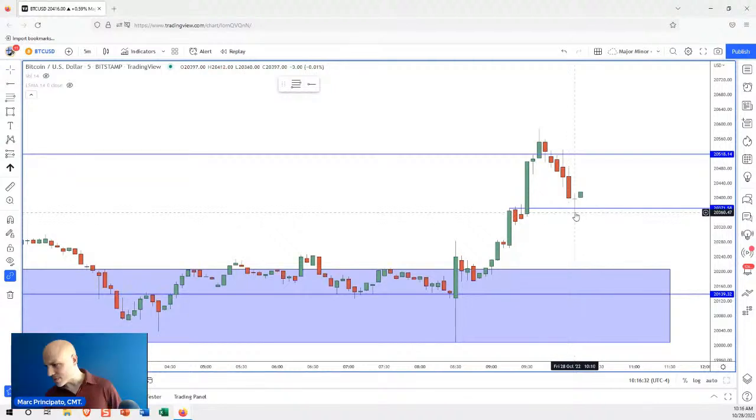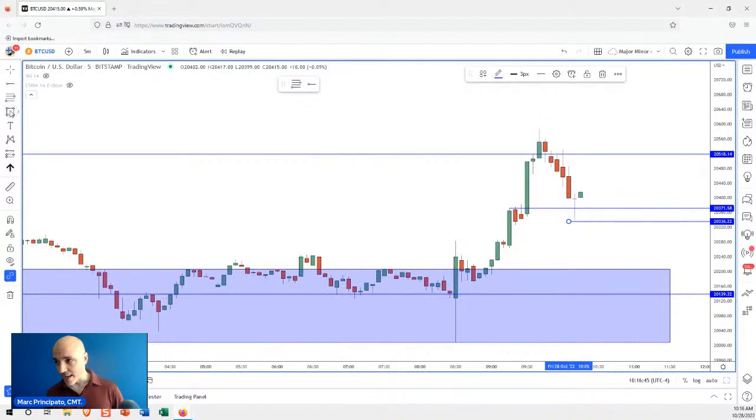How much time we got? Let's see where this goes. The 20,412 is the high, and right now we're at 415. So there's the long at 415. The stop would go here, and you're looking to target this area here.